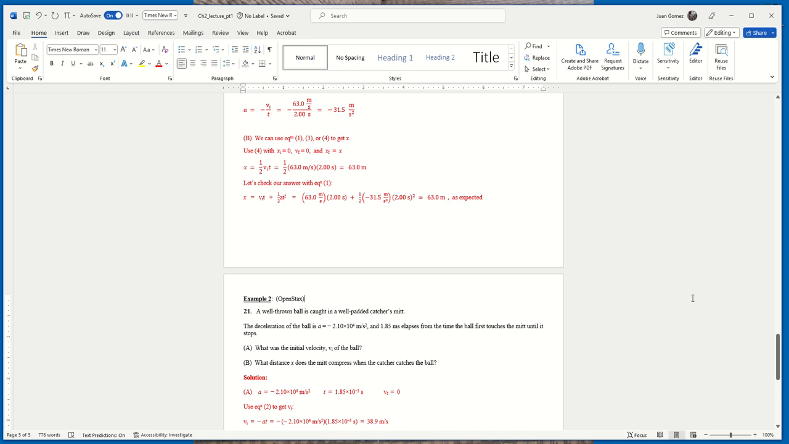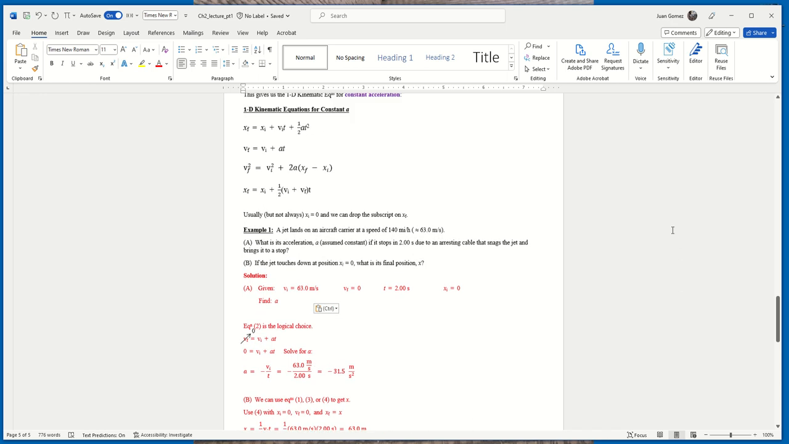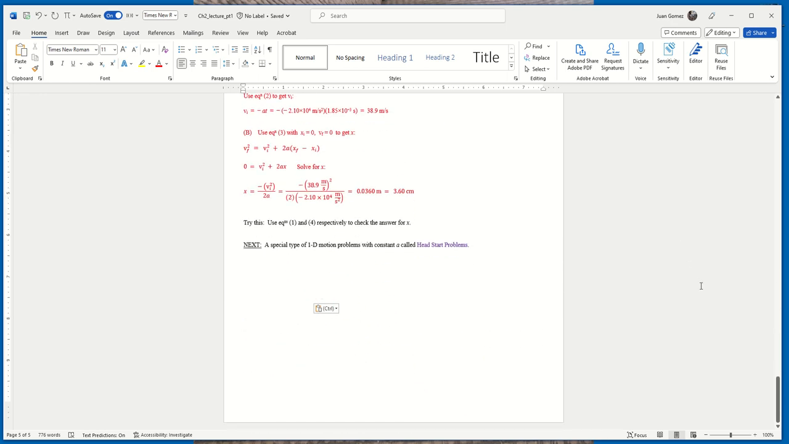So you get 63, so, I mean, you can crank the numbers. It's trivial, but you notice you get the same answer. Well, let's look at one more out of the OpenStax text.